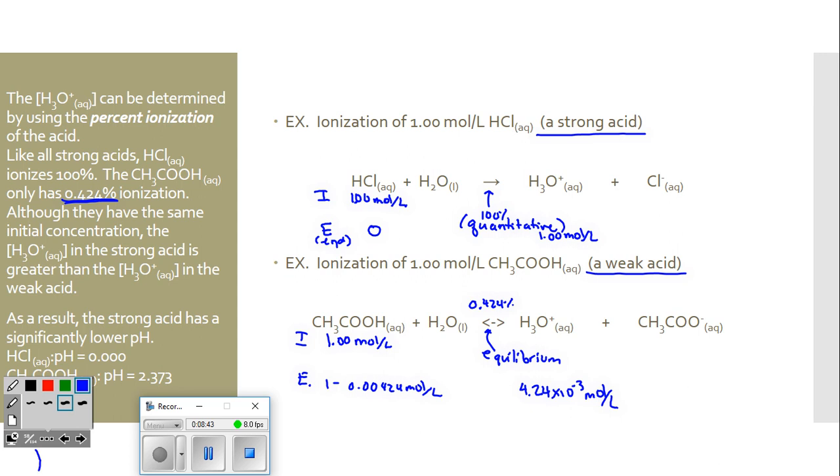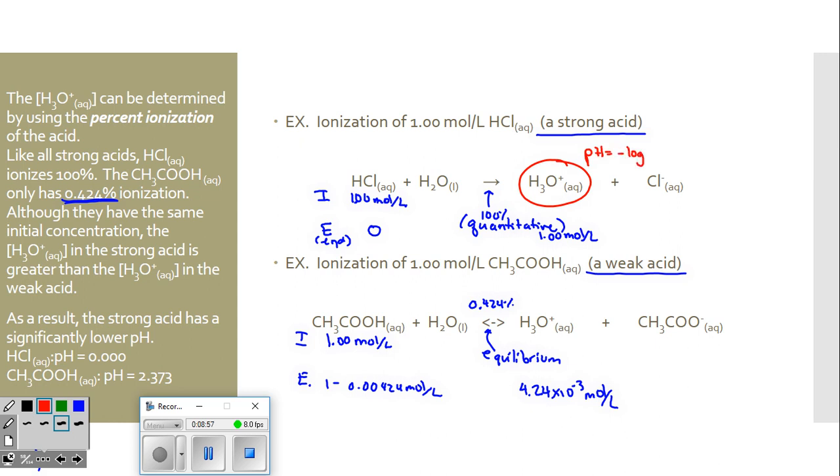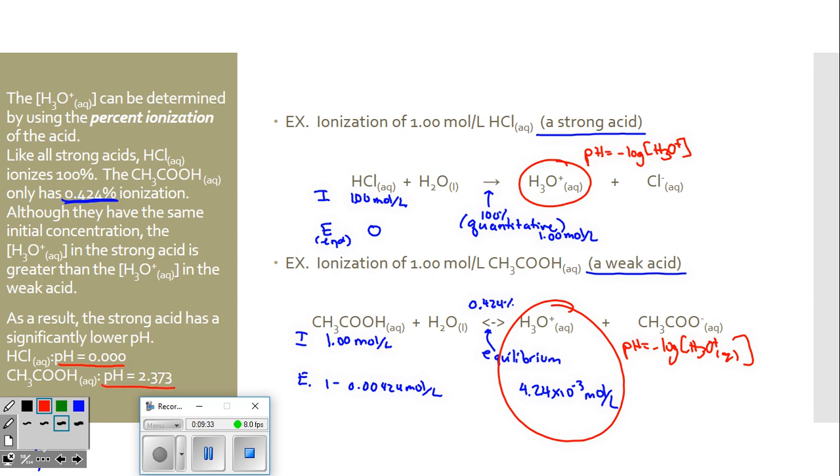Now, if I calculated the pH of both of these solutions, remember that pH is based on this. We saw that in our last lesson. So, in the first reaction where I have a strong acid, the pH would be significantly lower because the concentration of hydronium is significantly higher. Here's my hydronium. I would do the same calculation, but of course, because the concentration of hydronium is lower, the pH is higher. So the way we can explain the difference in pH values is because of how much hydronium is actually present. In other words, whether we had a quantitative reaction or whether we were at an equilibrium.